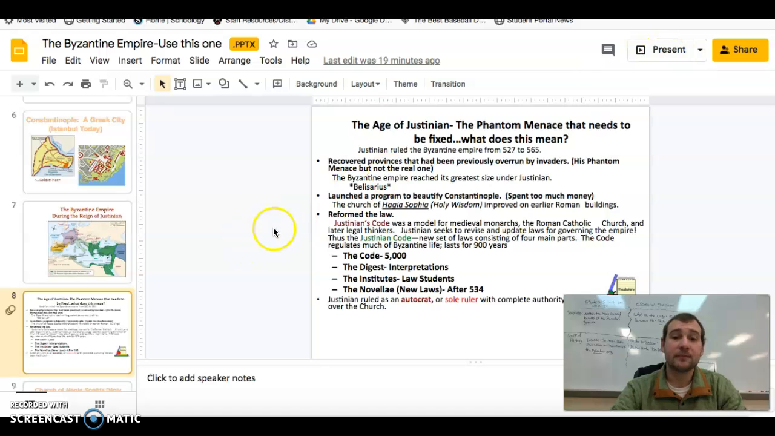All right, so the age of Justinian. Don't worry about this Phantom Menace stuff. That was for a different class. So Justinian ruled the Byzantine Empire from 527 to 565. So a little bit of a run, about 40 years.